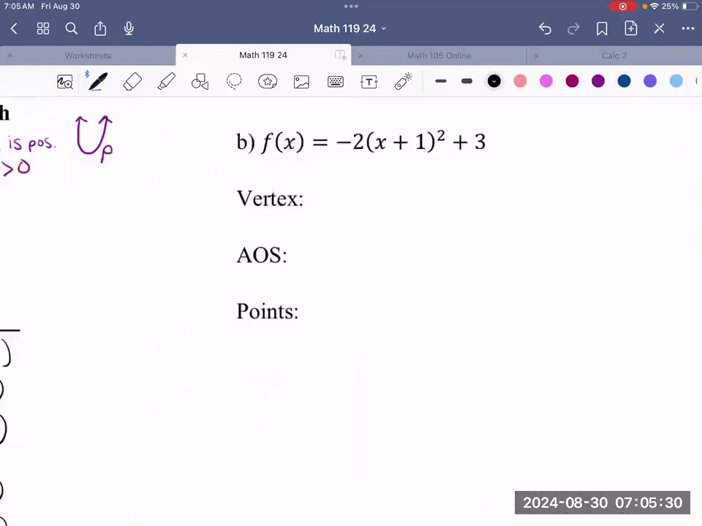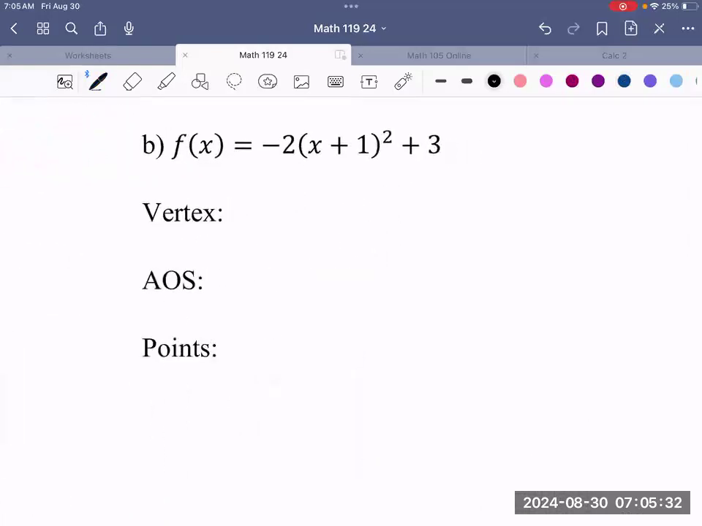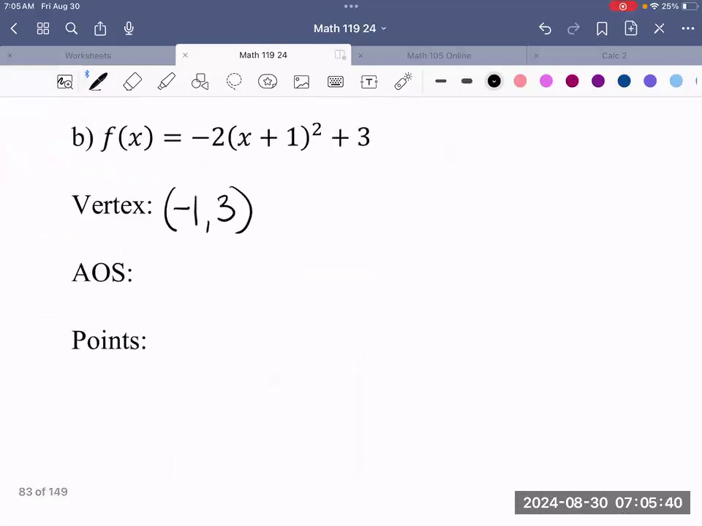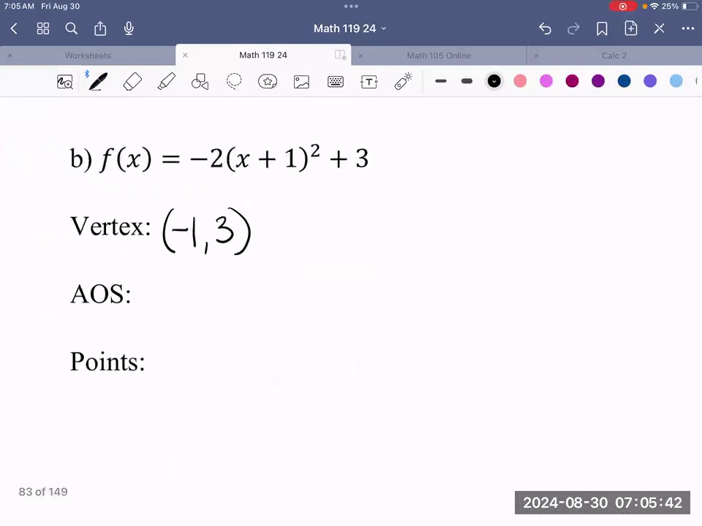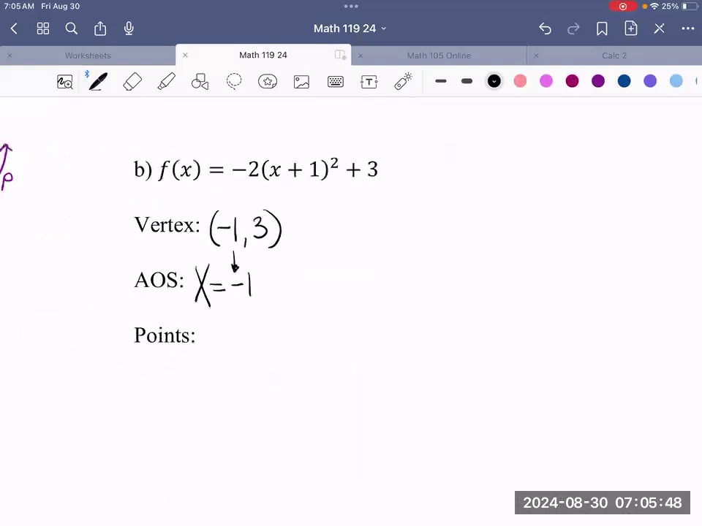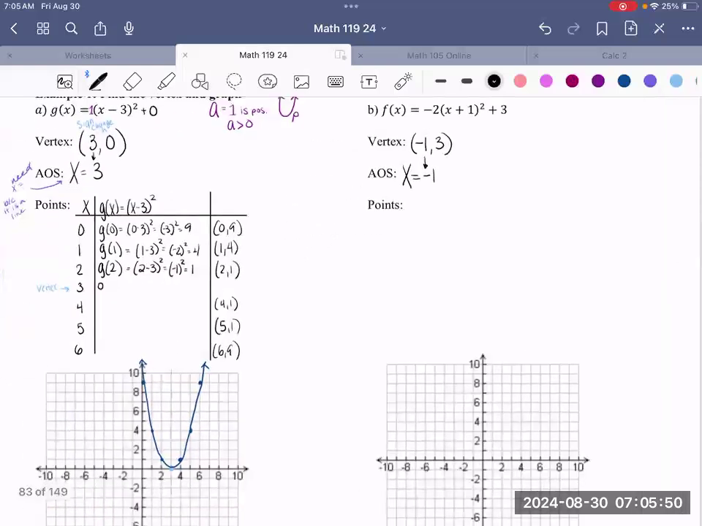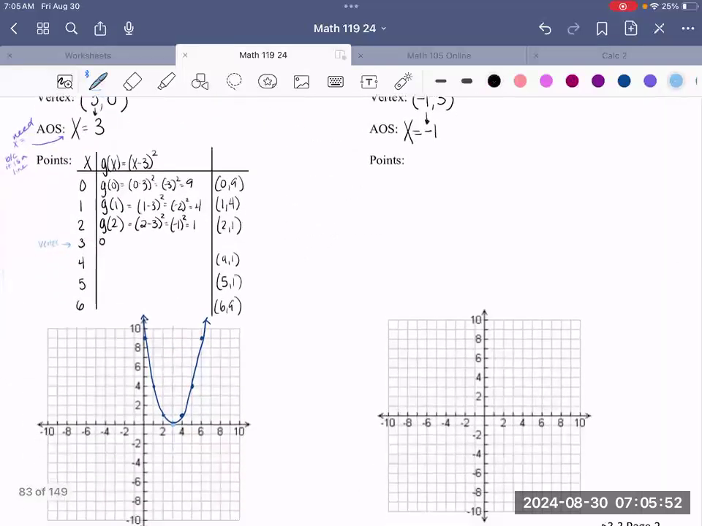So let's see, your vertex here. Your vertex is 1. We want to undergo a sign change. 3. So no sign change for your k value. Your axis of symmetry is x equals -1. So let's go ahead and plot that on your graph here. So we have (-1, 3).